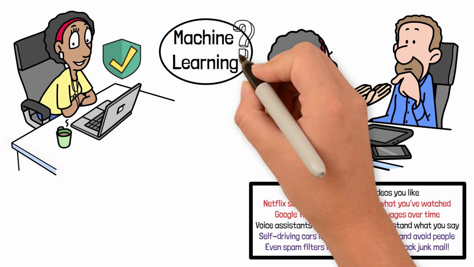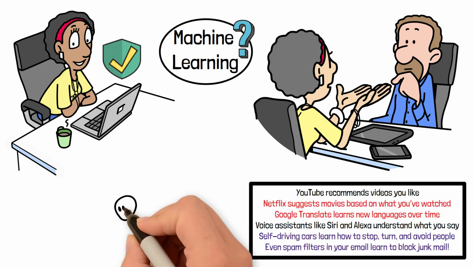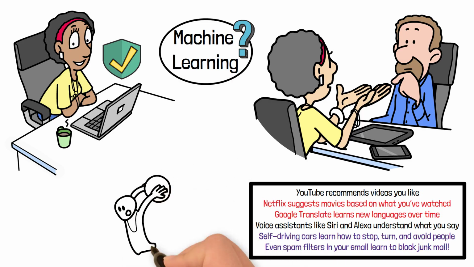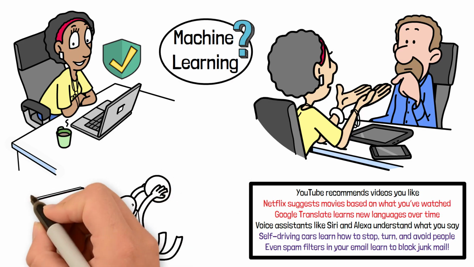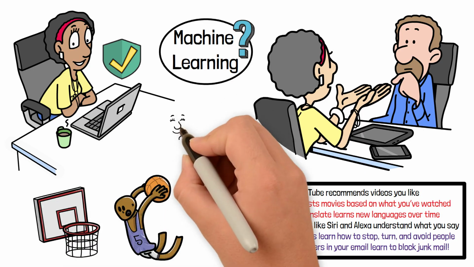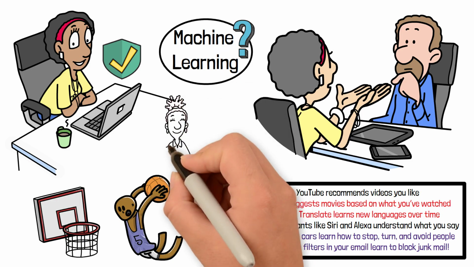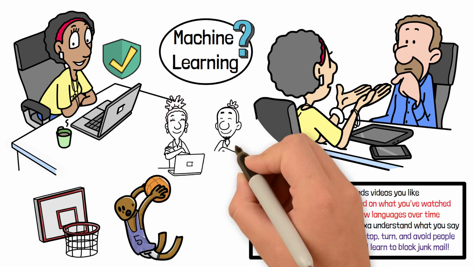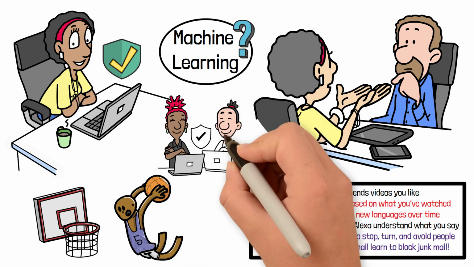How does it learn? Think of machine learning like a kid learning to throw a basketball. At first, they miss a lot. They try again and again. Slowly, they get better by learning from mistakes. A machine does the same. It starts by guessing. When it's wrong, it learns. And next time, it gets closer to the right answer.